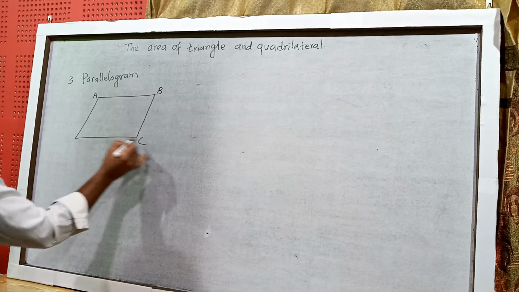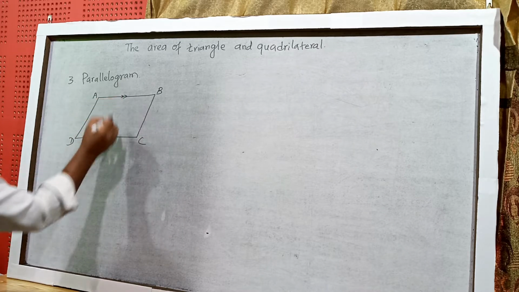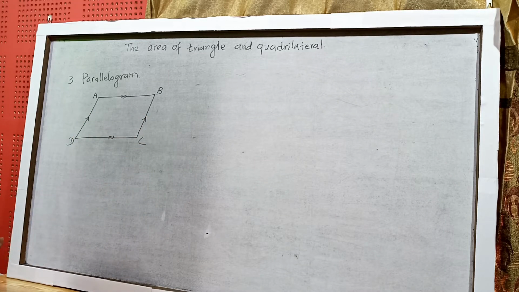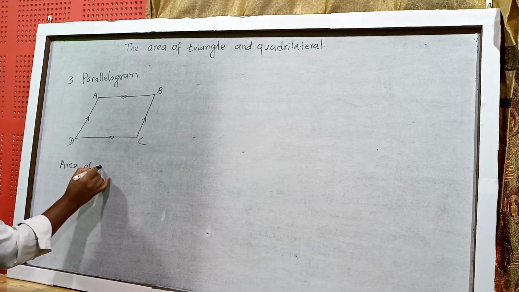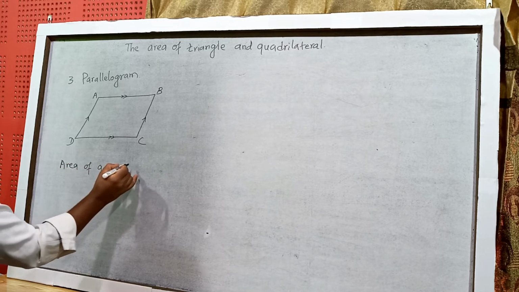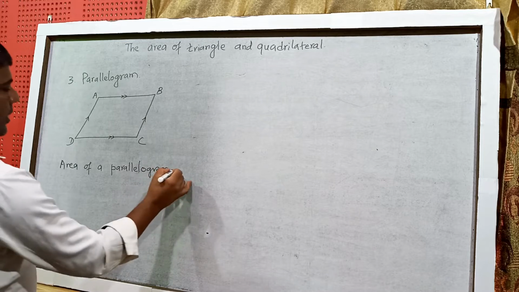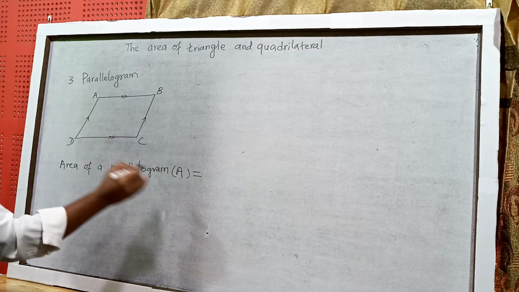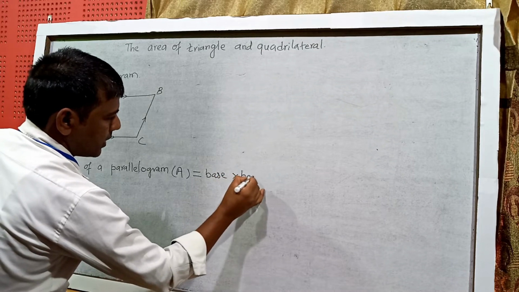This ABCD is a parallelogram. Its opposite sides are parallel. If it has opposite sides parallel, then it is called a parallelogram. Area of a parallelogram, A equals base into height.